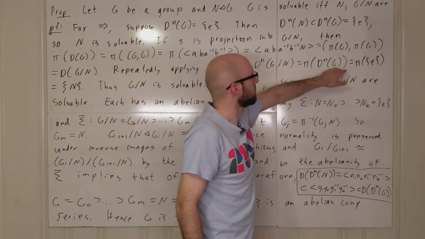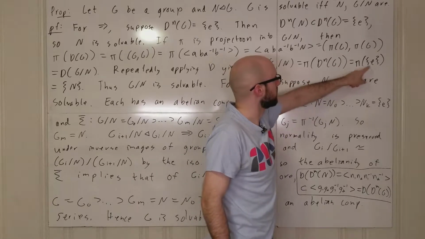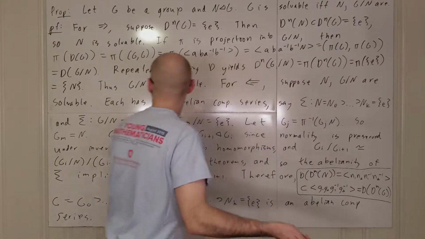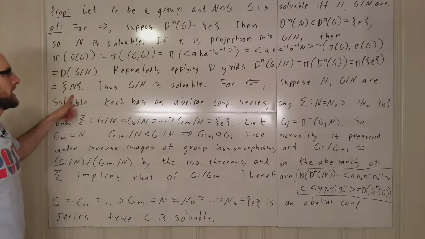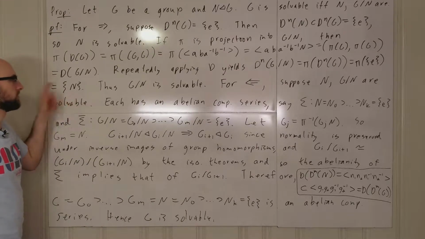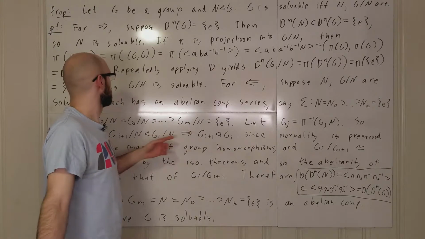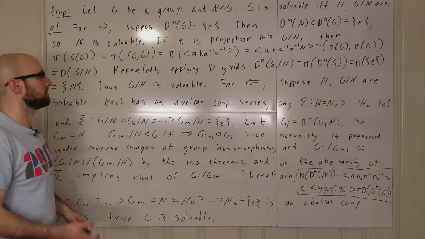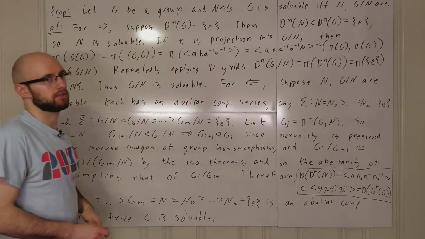And so we have this projection of just the identity element. When you project the identity element, that just gives you n, which is, of course, the identity element in G mod n. So thus, G mod n is solvable. Okay, so that takes care of that direction.